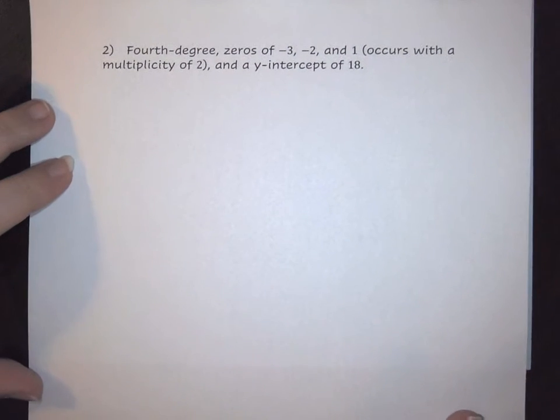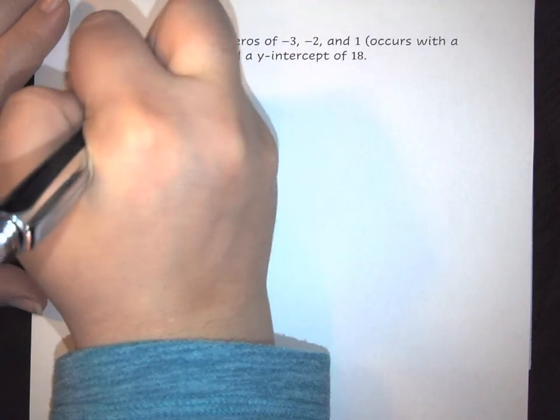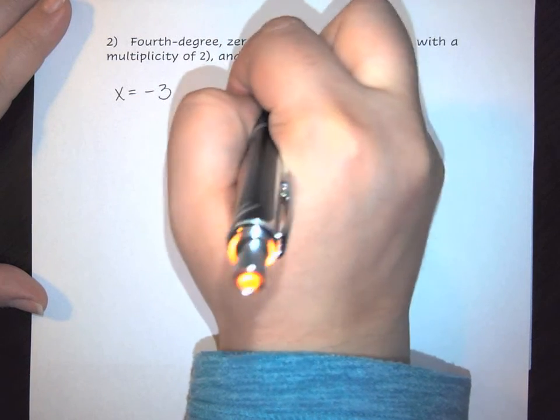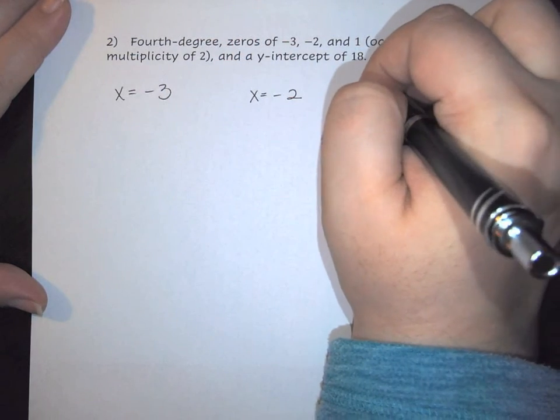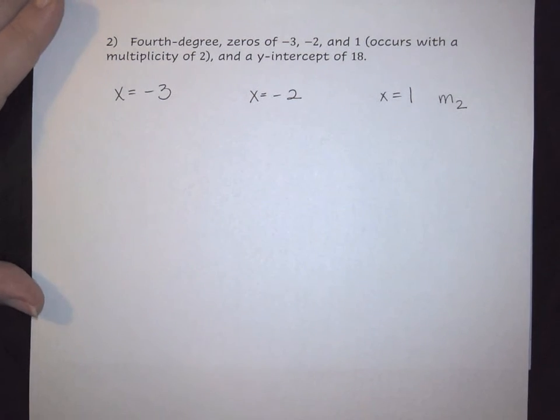Alright, let's look at one more. Here we have a fourth degree. Our zeros are -3, -2, and 1. And then it says that 1 occurs with a multiplicity of 2. And then we have a y-intercept of 18. So let's go ahead and take a look at this. I have that x equals -3, x equals -2, and x equals 1 with a multiplicity of 2.